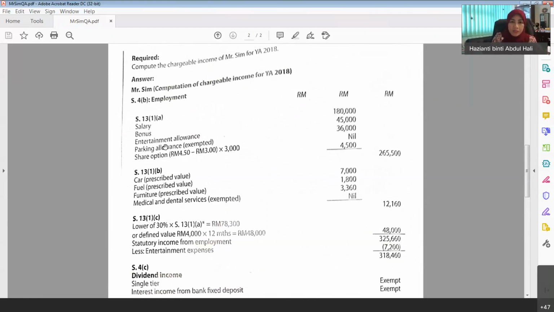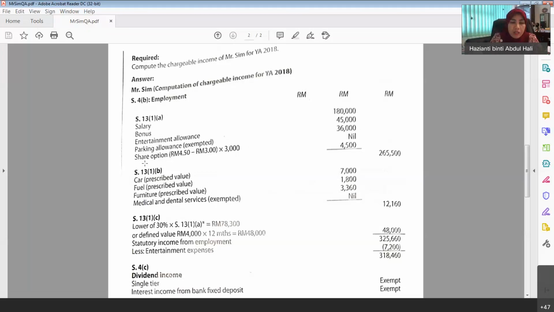So we have salary here, 180,000. Alright, 15,000 per month times 12. Bonus is 3 months salary, so you get 45,000. Entertainment allowance per month, 3,000. So for 12 months, he gets 36,000. Alright, parking allowance, if you check your notes, parking allowance is exempted. Alright, if the employer gives you parking allowance, you will not be taxed for that.